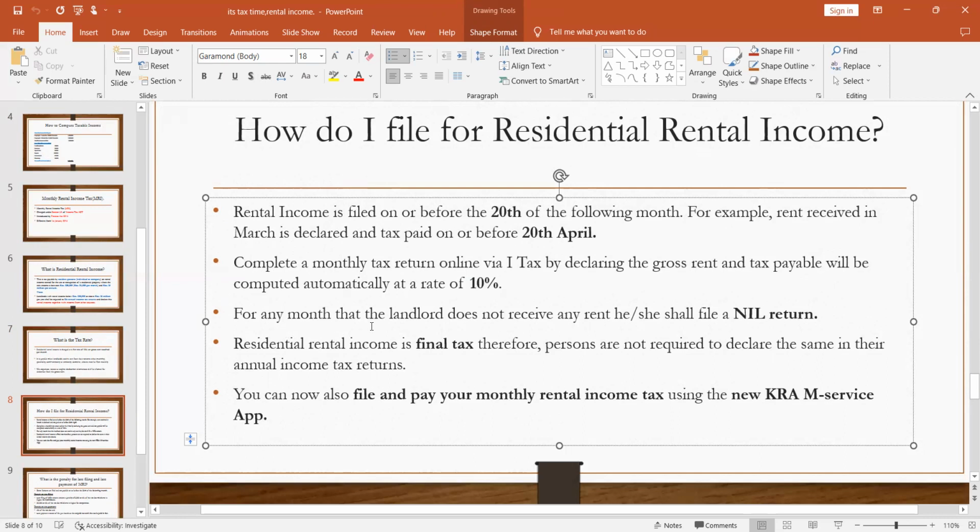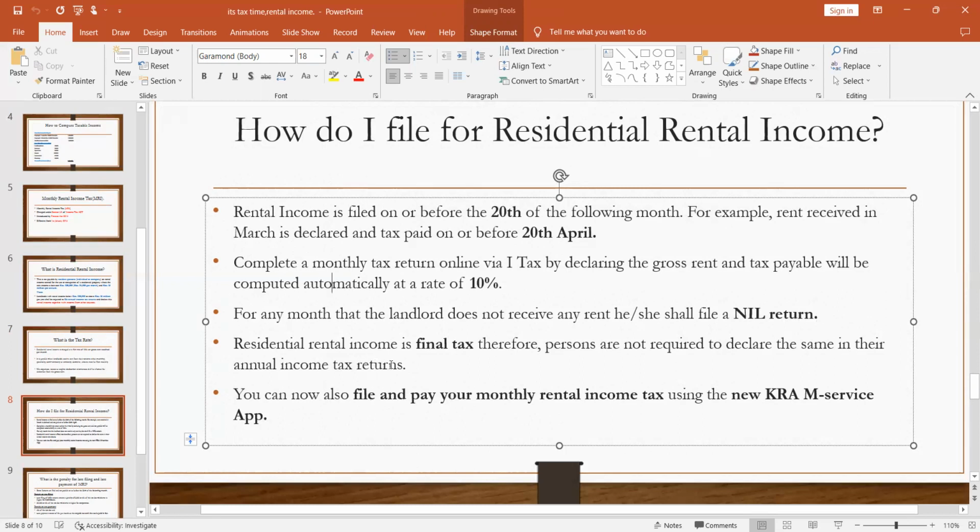So for any month that the landlord does not receive any rent, he or she shall file a nil return. Remember, with KRA, you have to file a nil return if you didn't receive any income, and this applies to TOT and other taxes. As long as you have the obligation, if you don't receive anything, you simply go and declare that you didn't receive anything by filing a nil return.